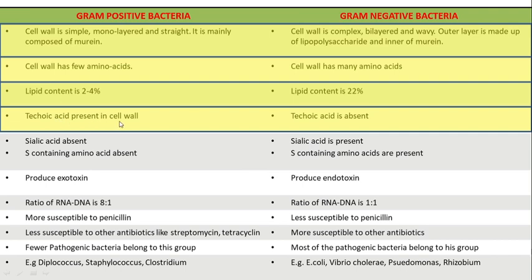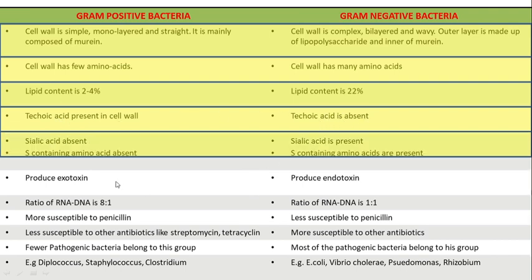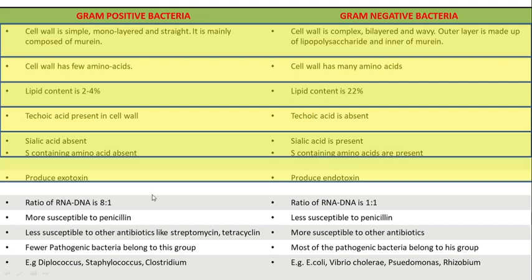Teichoic acid is present only in gram positive. It is completely absent in gram negative. Salicylic acid is absent here, whereas it is present in gram negative. Sulfur-containing amino acids are also absent in gram positive, and present in gram negative. Exotoxins are present in gram positive, that means they release toxin outside their cell. Whereas endotoxins are produced in gram negative, that means gram negative bacteria synthesize toxin within their cell.